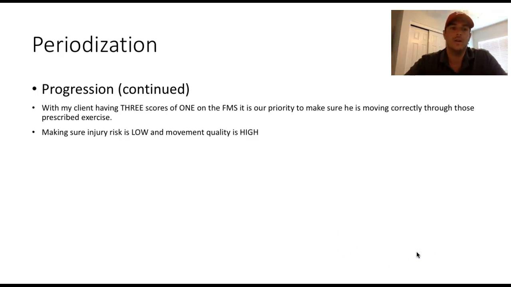Continuing with the progression, with my client having 3 scores of 1 on the FMS, it is a priority to make sure that he is moving correctly through those prescribed exercises. So making sure there's no pain or discomfort going on there, but also that the movement patterns and quality are getting better. Also making sure injury risk is low, but movement quality is high.